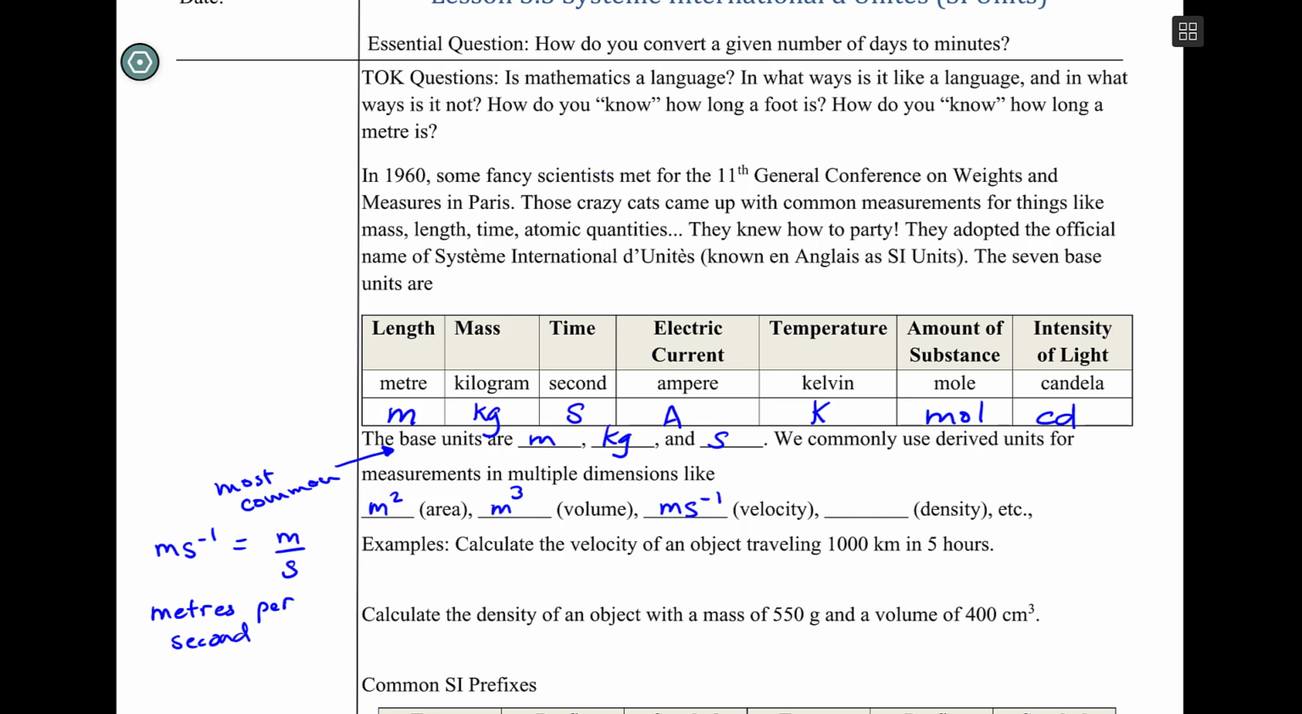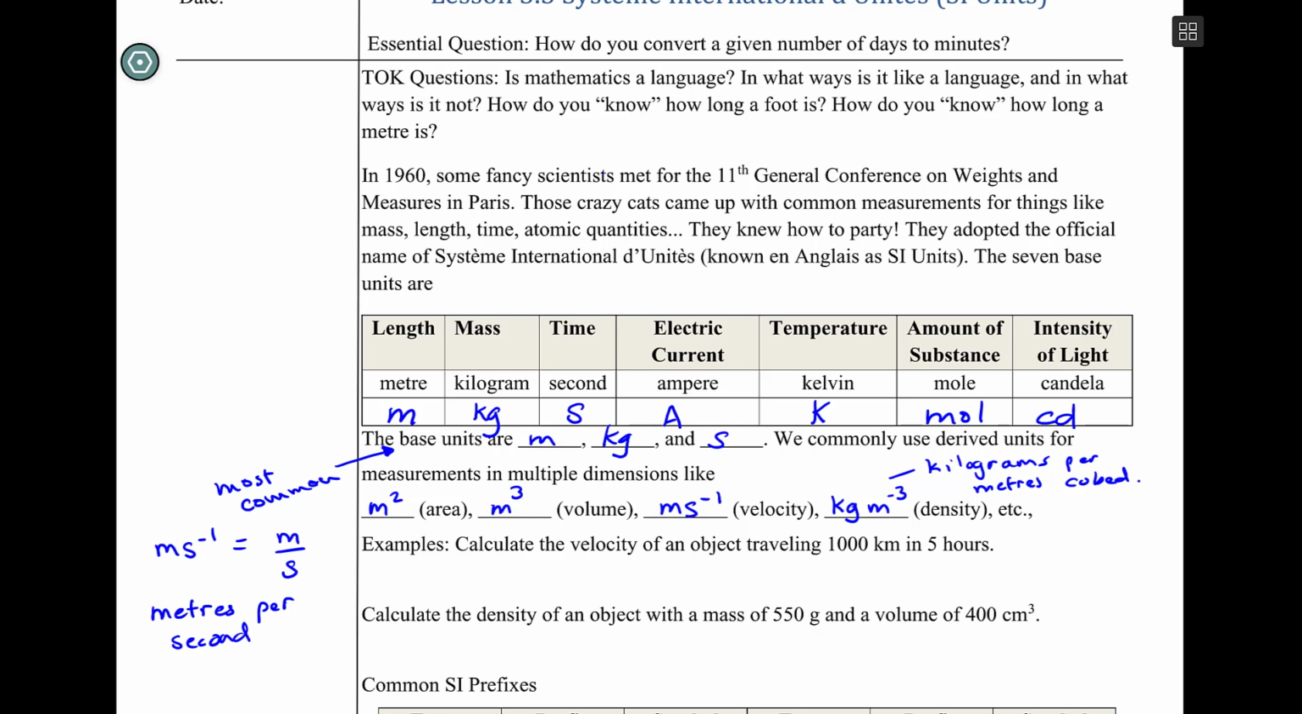Okay, and we'll do the same thing with things like density. Our commonly used measurement for density is going to be in kilograms per meters cubed. Okay, kilograms per meters cubed, that's how we read this. Now, you could also have said kilograms per cubic meter. That's perfectly acceptable, but that per is what tells you what's in the denominator.